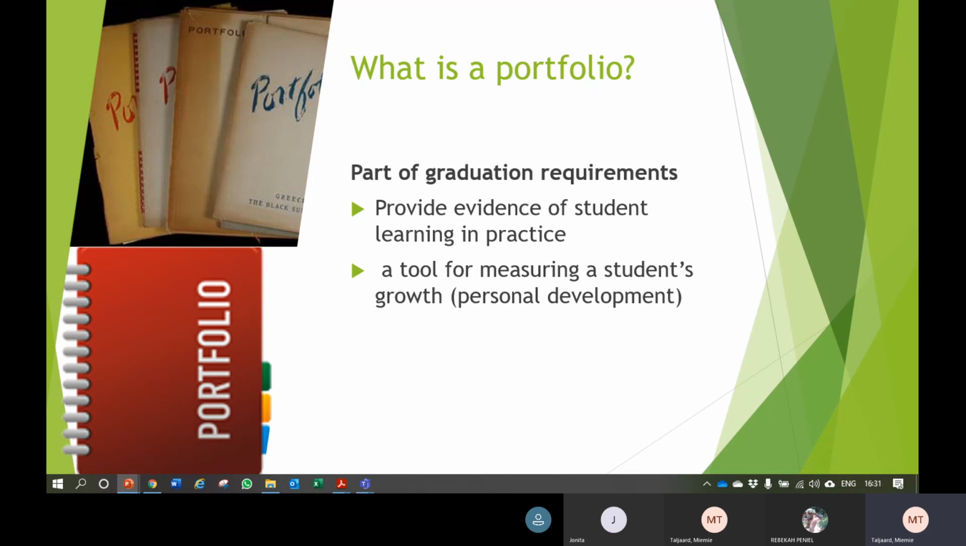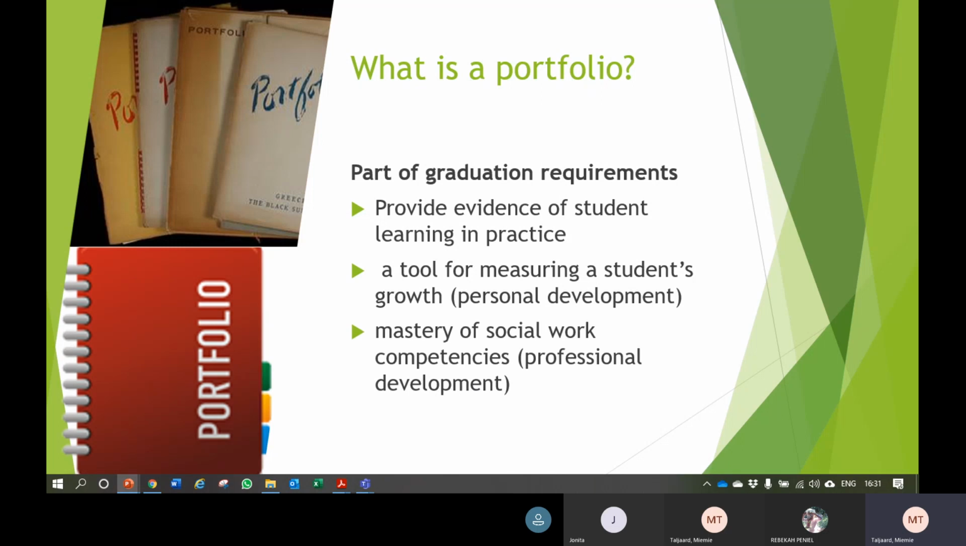And then it should be a tool for measuring a student's growth, your personal development. If after you have studied a year and you are still the same person, you could have spent the time in McDonald's and it would have been cheaper. So it is, how do you grow and develop as a person?